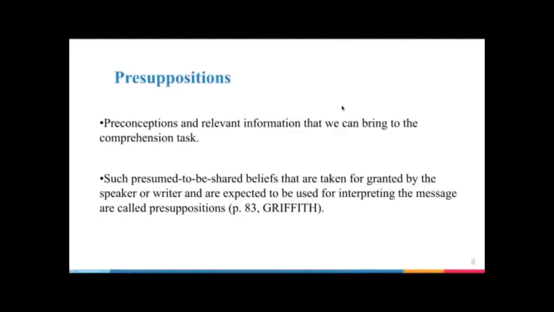I'm going to talk about presuppositions and metonymy. As we have been studying, utterances, whether figuratively or literally intended, are not made in a vacuum. When we interpret utterances, we use as background our best guesses about what the communicator assumes are the preconceptions and relevant information that we can bring to the comprehension task. And such presumed to be shared beliefs that are taken for granted by the speaker or writer and are expected to be used for interpreting the message are called presuppositions, as in the chapter we studied to do this presentation by Griffith.